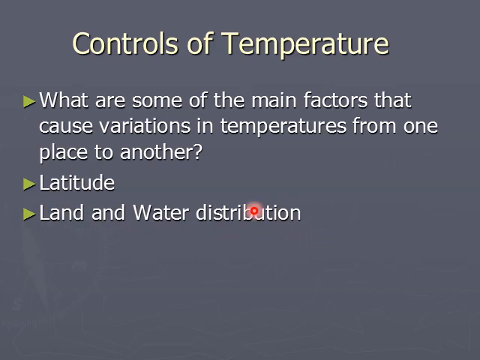Land and water distribution affects it. If you're surrounded by land, that's a small specific heat, so you have a bigger temperature change for the same amount of energy. If you're surrounded by water, it's a high specific heat of water. If you use the same energy, you're going to have a lower temperature change there.